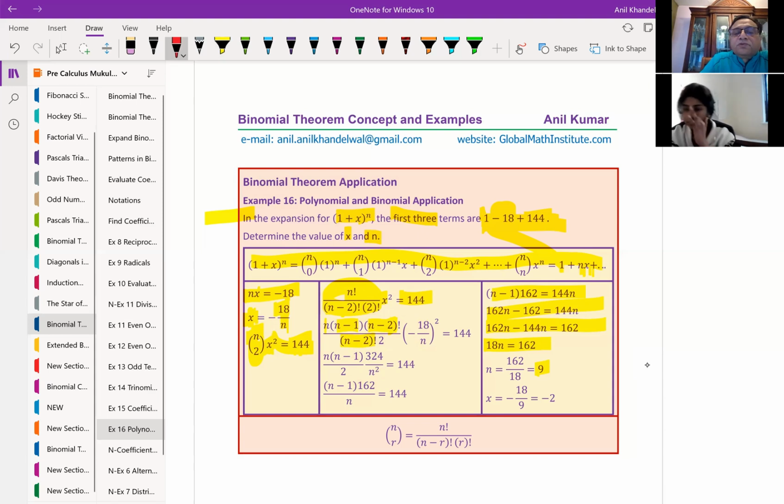So this n minus 2 factorial cancels with n minus 2 factorial. We're left with the third term, which is 2 factorial, which is 2 times 1, right? So in the numerator, we now have n times n minus 1, in the denominator 2, and of course we'll square 18 over n to get 324 over n squared, which is equal to 144.